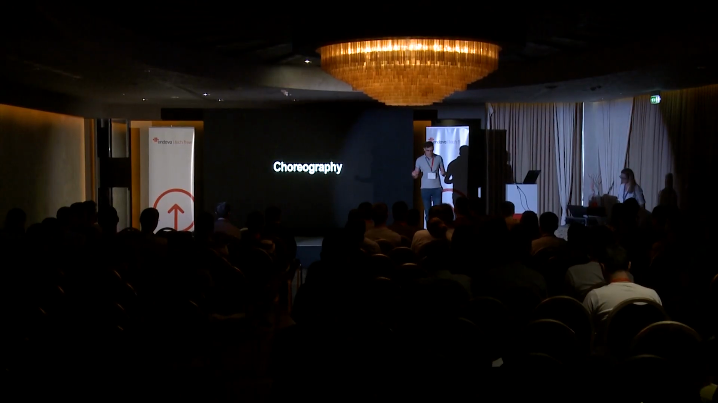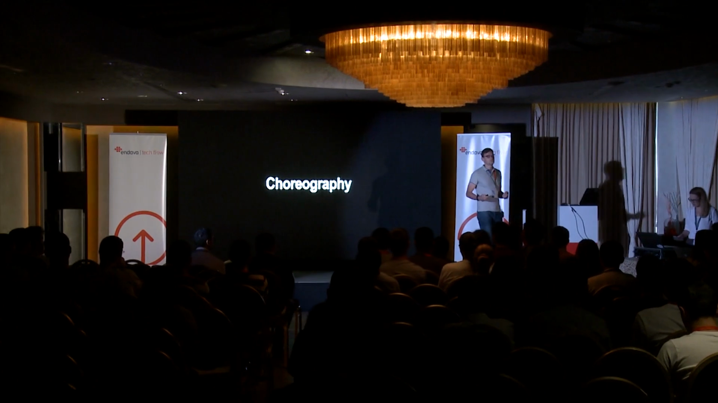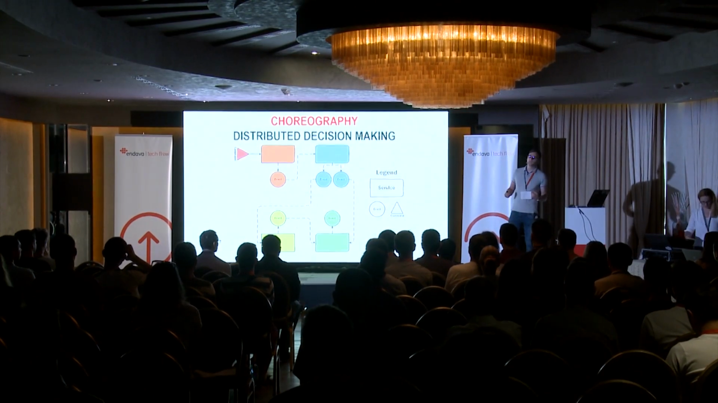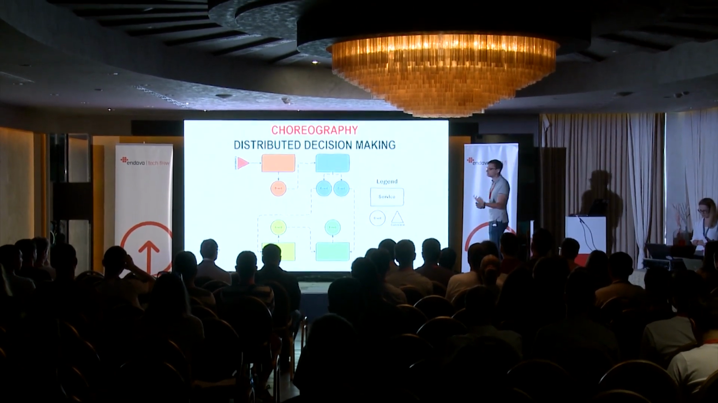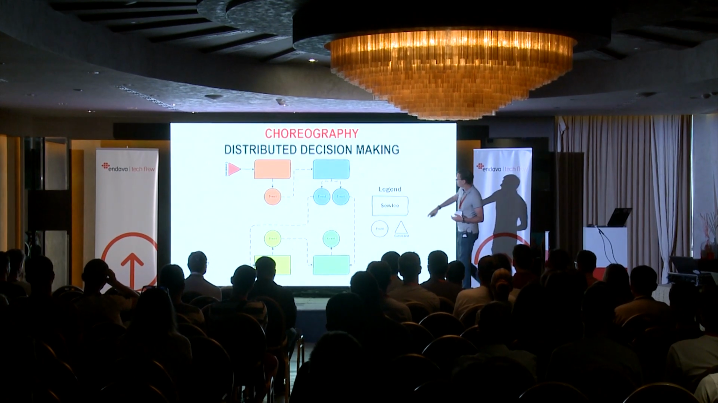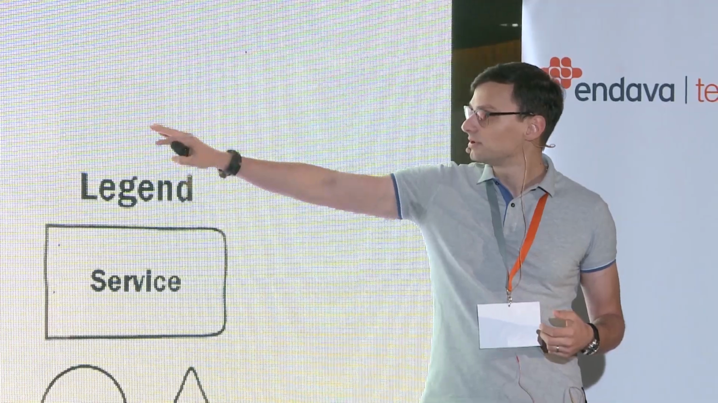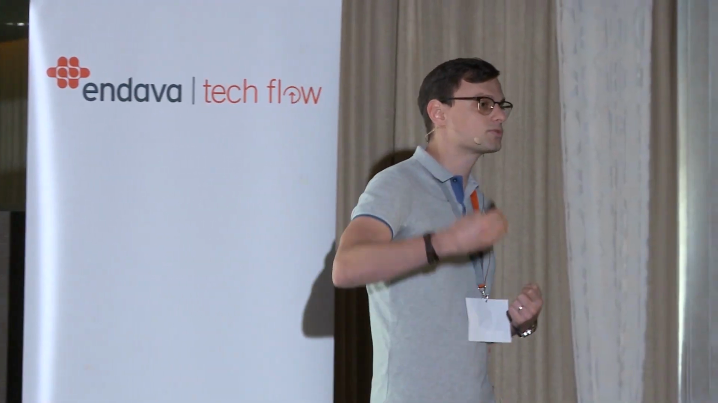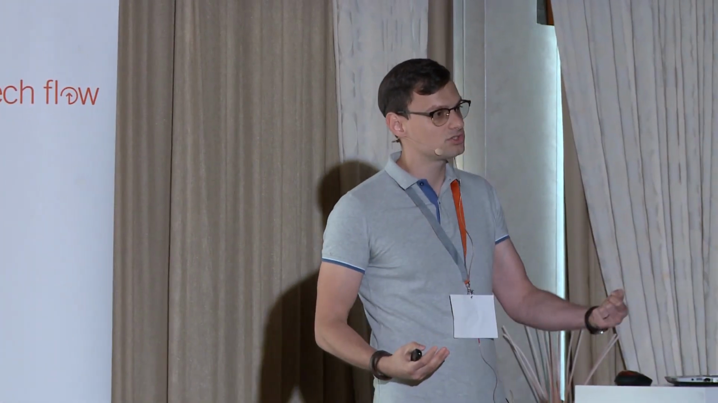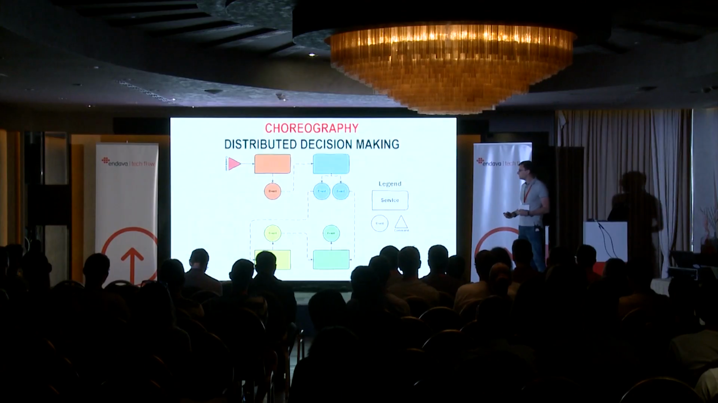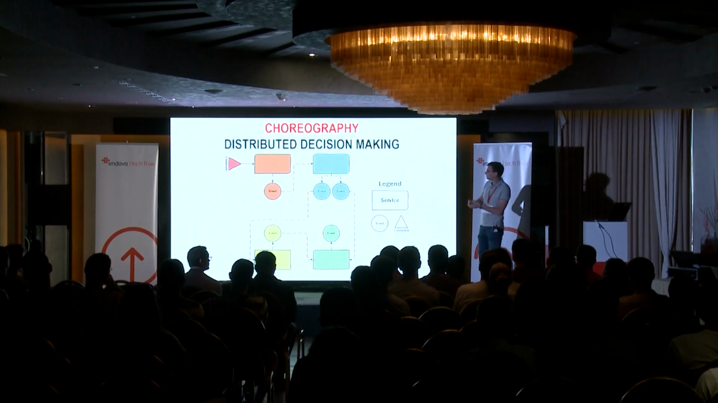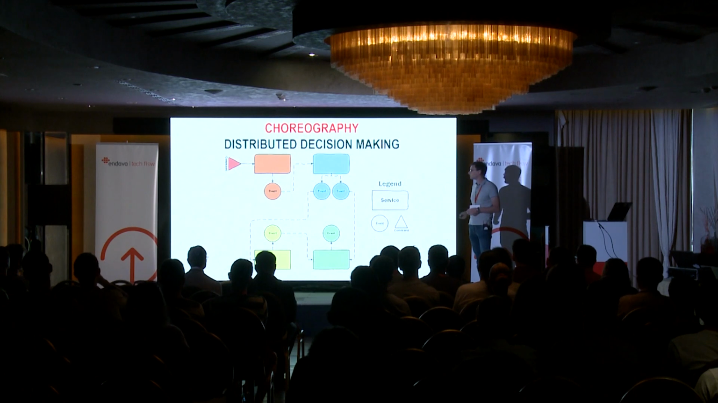Cool, so the first option of implementing this is using choreography. Choreography basically means that the decision-making is distributed. When something important happens in a service, so for example, in the Blue service, it will publish an event. Other services can subscribe to those events and make decisions based on them. So as you can see, there is no central component in here. The decision-making happens in each service.